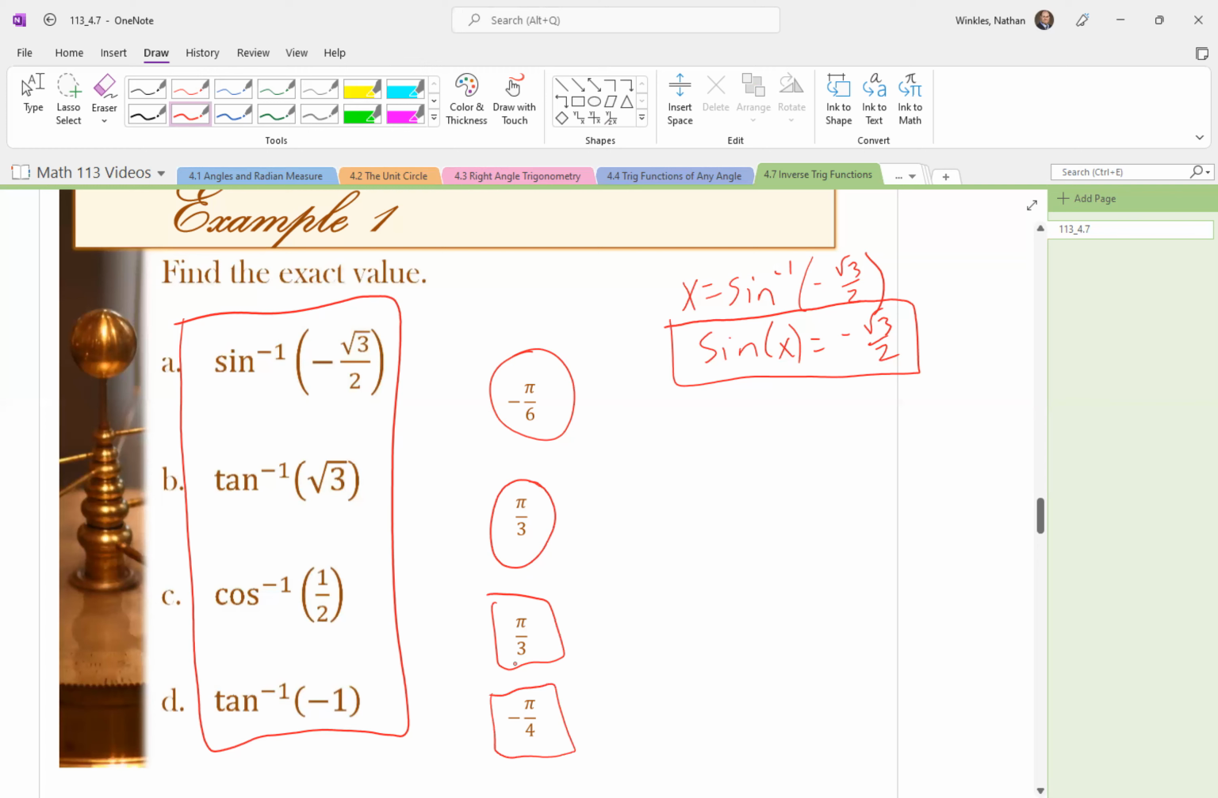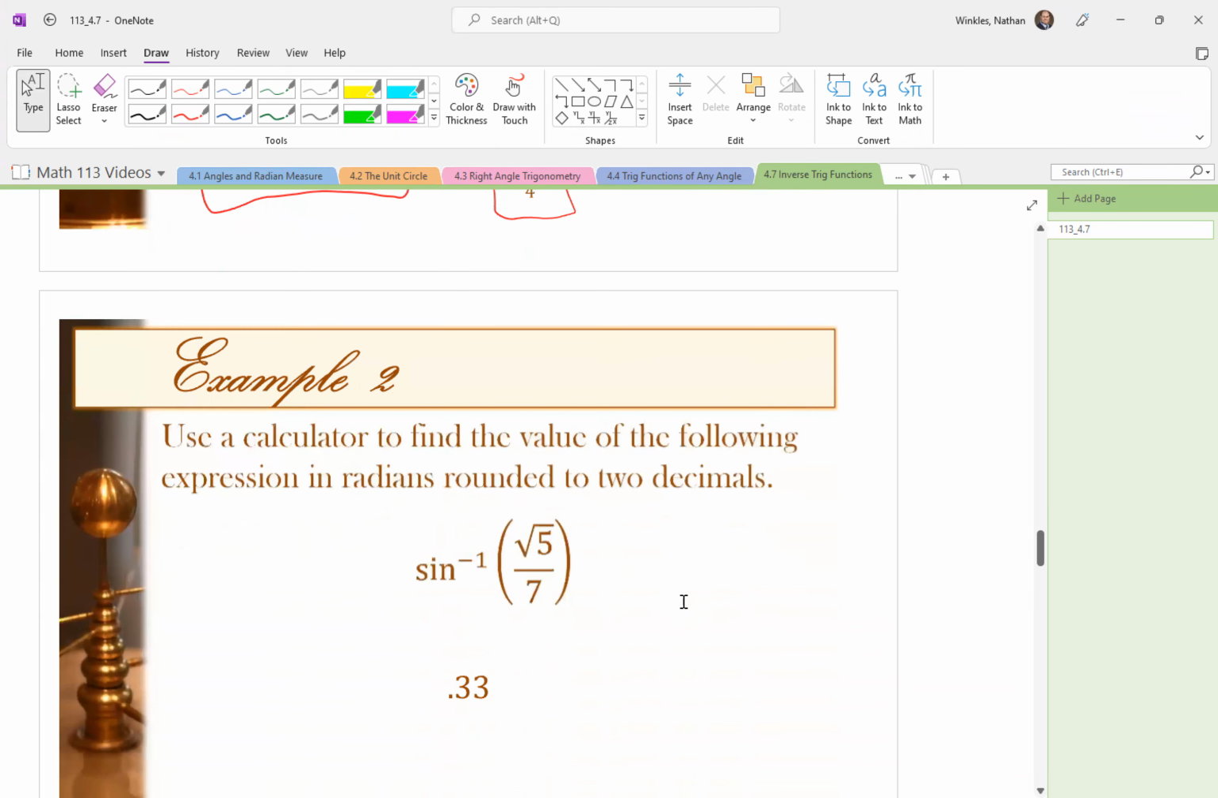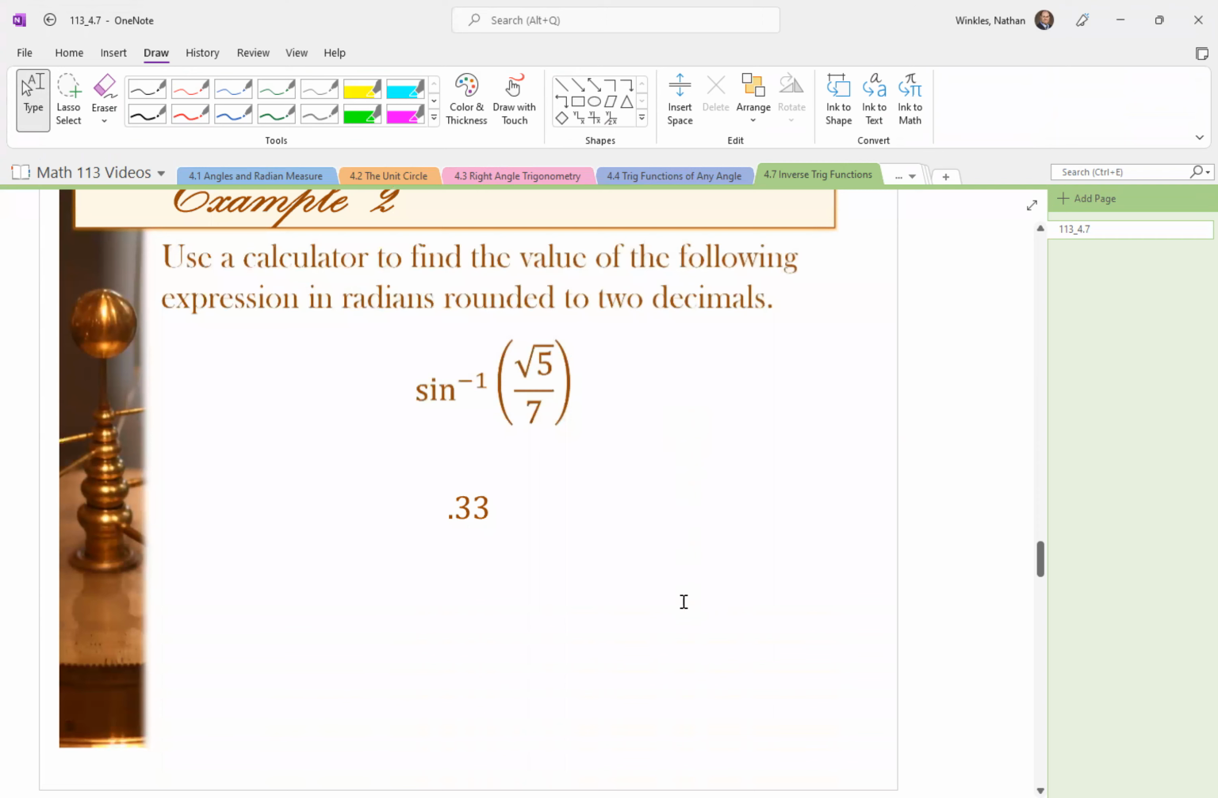In a lot of these cases, there's more than one answer. So why are we only picking certain values? Well, that's going to bring us to some other stuff we're going to talk about in just a second, with some summary rules on why we're only picking one of these.